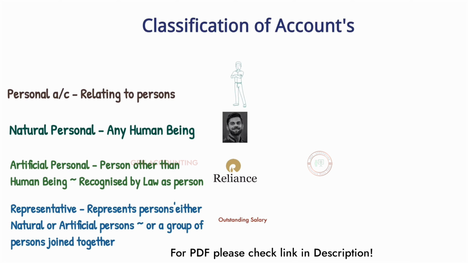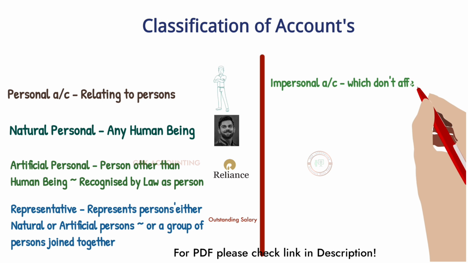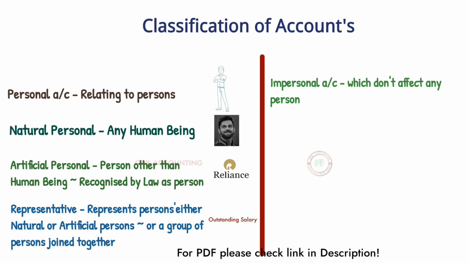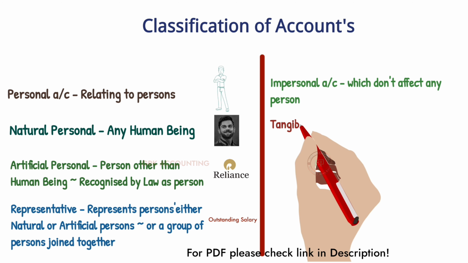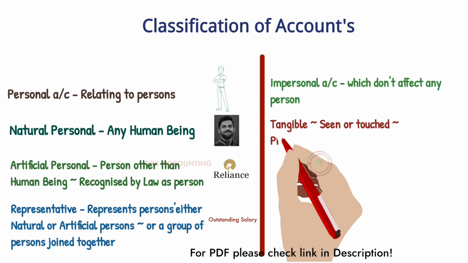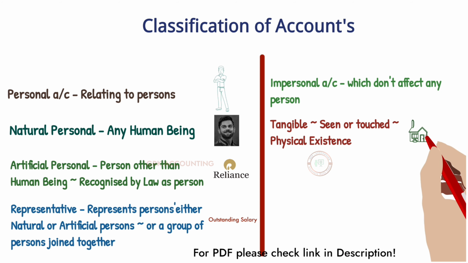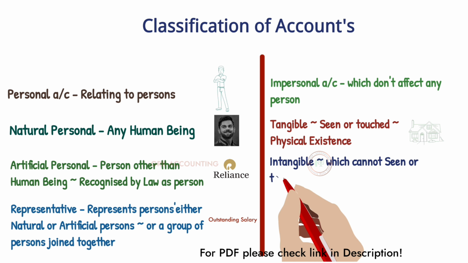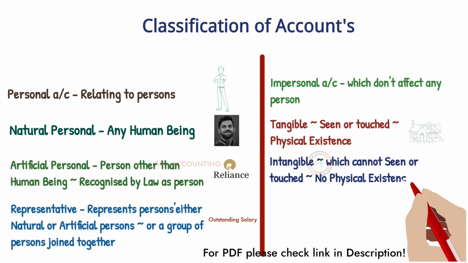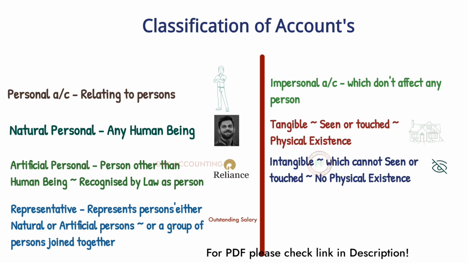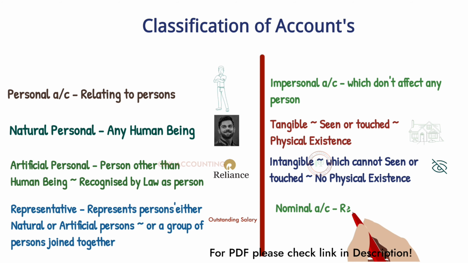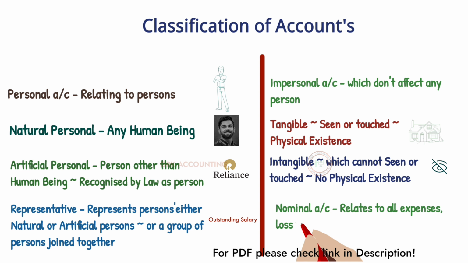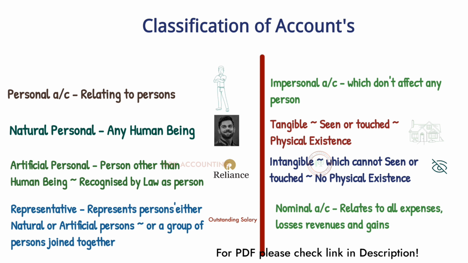The next category is impersonal account, which does not affect any person. An impersonal account is divided into two types. First one is real account. In real account there are two types: tangible and intangible. Tangible means which can be seen or touched. There will be a physical existence. Example can be land, building, etc. In case of intangible, it cannot be seen or touched. There will not be any physical existence. Example can be goodwill, trademarks, copyrights, etc. Now the other one is nominal account. Nominal account relates to all expenses, losses, incomes and gains.